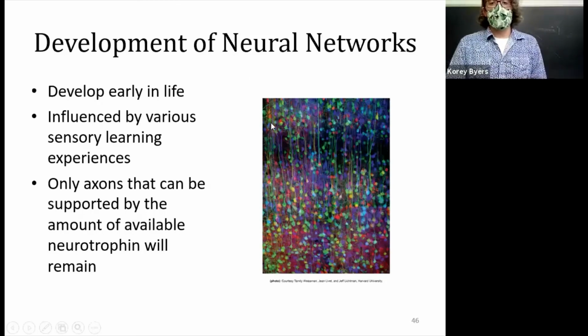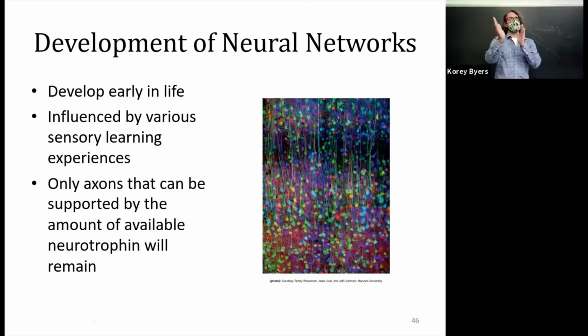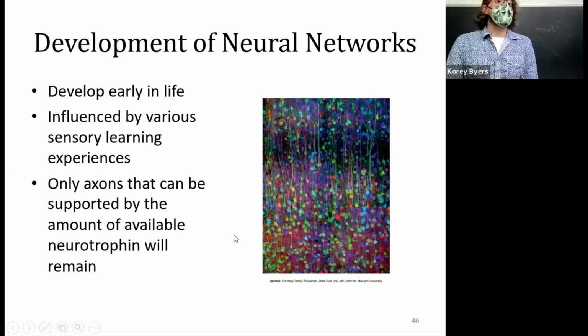And so if we could look at this nice stylized image, these are all these neurons, axons and neurons connecting with one another, colorized with a computer. But our neural network itself develops early in life, and then we weed out the stuff we don't need and build important major pathways. But you can grow new connections. As you learn new experiences, especially as a child, you can definitely grow new connections. And those axons are supported by the amount of available neurotrophin.